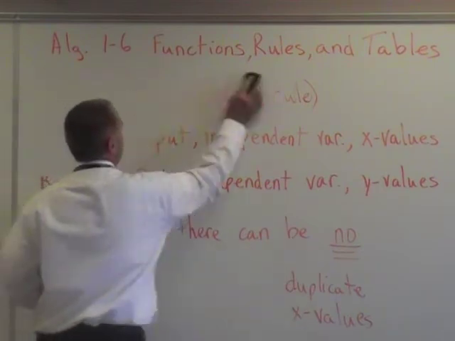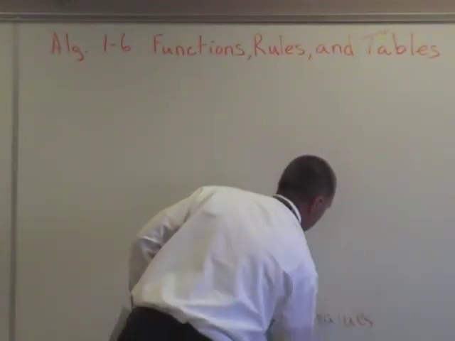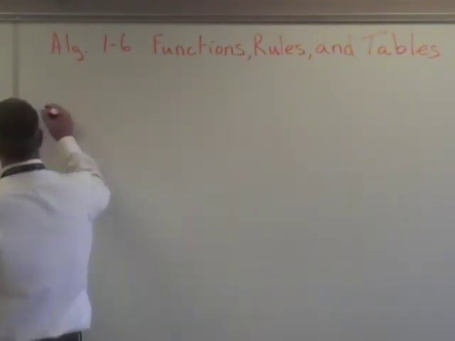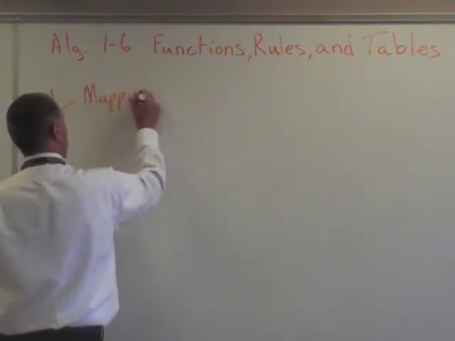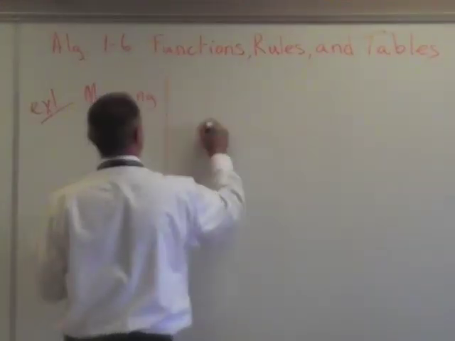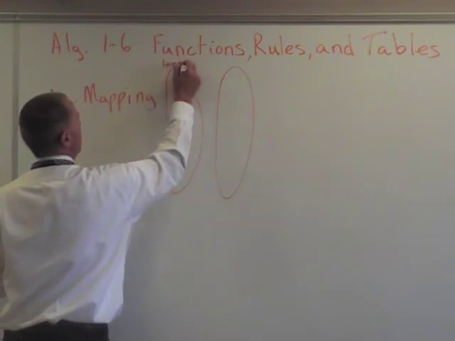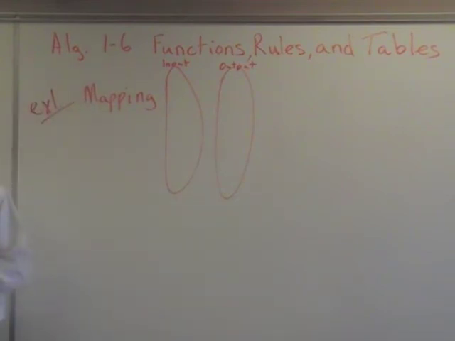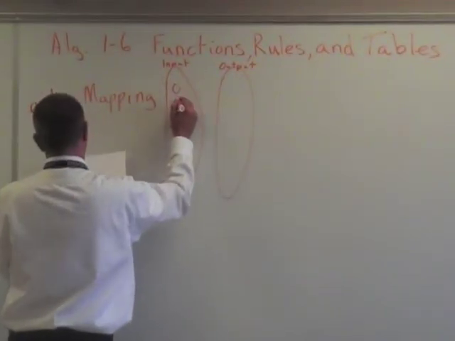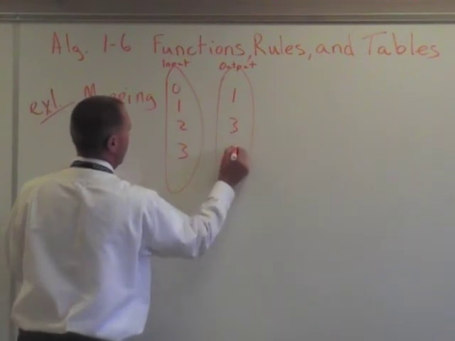First example. Mapping. How information is displayed sometimes looks like this, where this is your input and this is your output, or x's and y's. Okay? The inputs are 0, 1, 2, and 3. And in the output we get 1, 3, and 5.